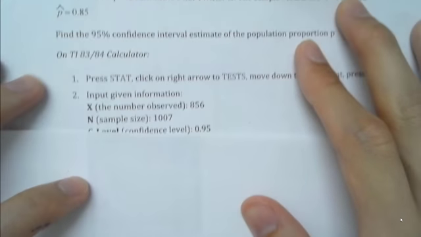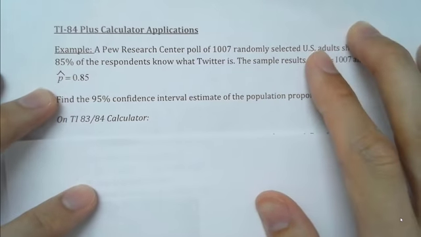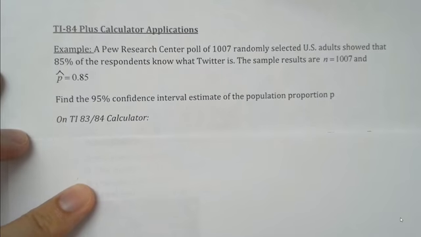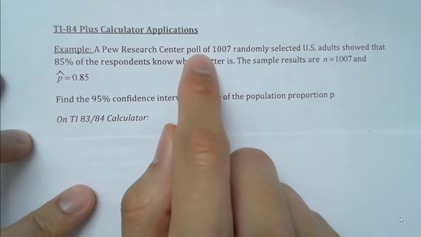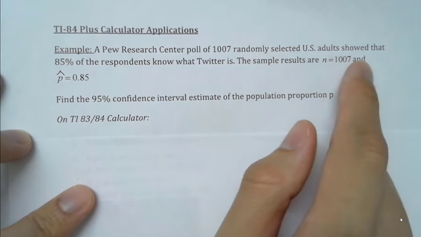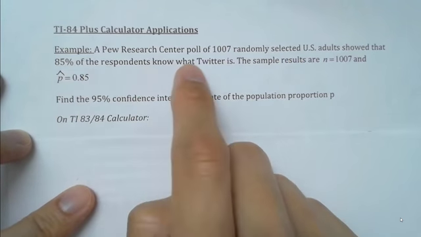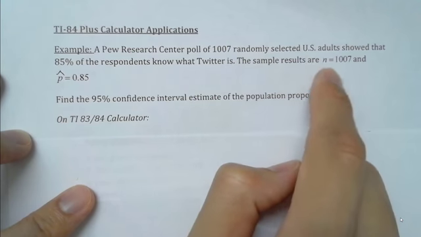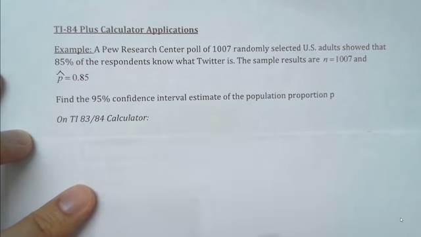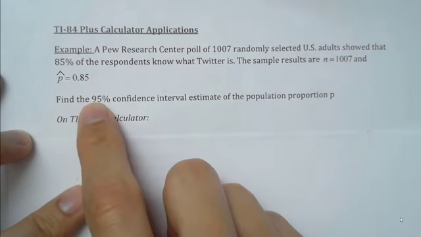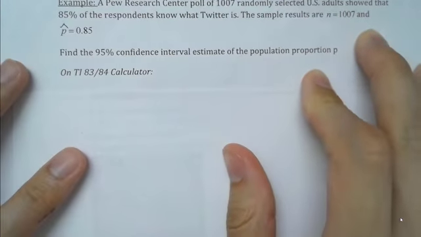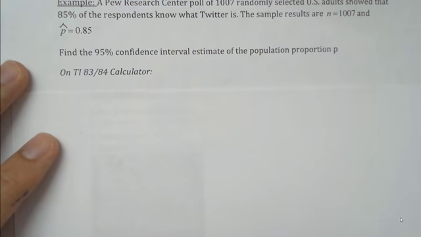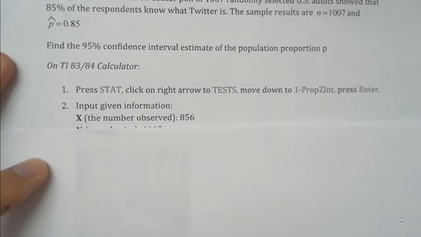Okay, the last part of this section is how to use the TI-84 to perform the analysis. Again, let's go back to the sample that we went over. A Pew Research Center poll of 1,007 randomly selected US adults found that 85% of the respondents know what Twitter is. The sample results are n equals 1,007 and p hat, the point estimate, is 0.85. Find the 95% confidence interval estimate of the population proportion p. Now, we can also find the confidence interval directly on the TI-84, and let me show you how to do that.